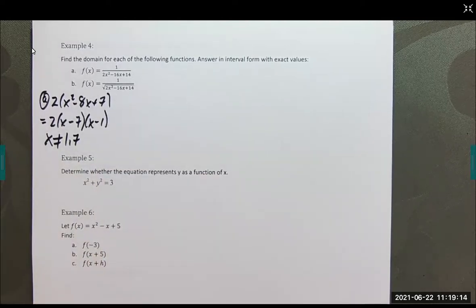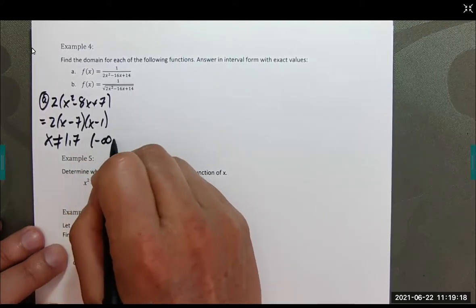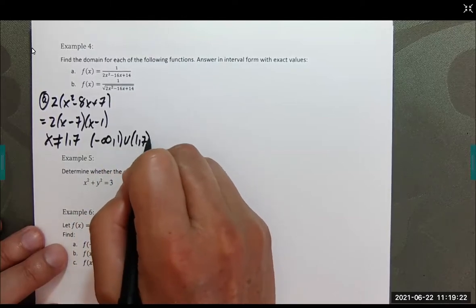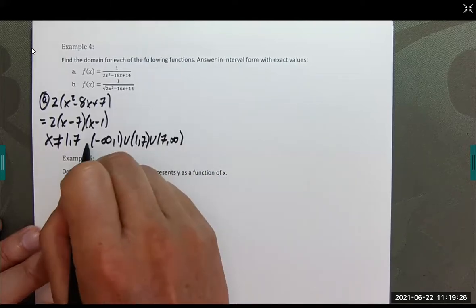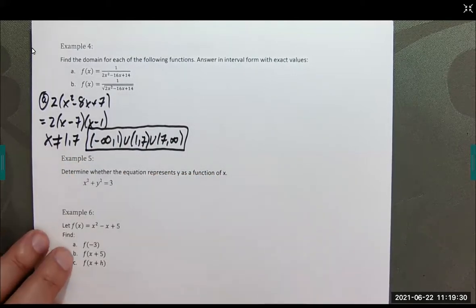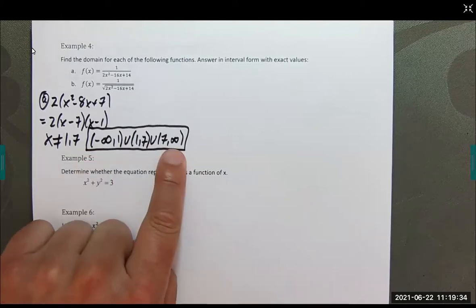And if we want to write that in interval notation, that's going to be negative infinity to 1, union with 1 to 7, union with 7 to infinity. So there is the domain. Right now, basically, we're negative infinity to infinity. Anything's fine except 1 and 7. We have an issue.